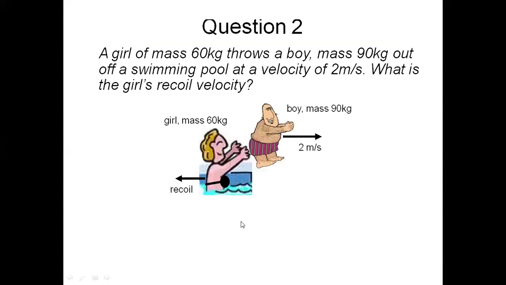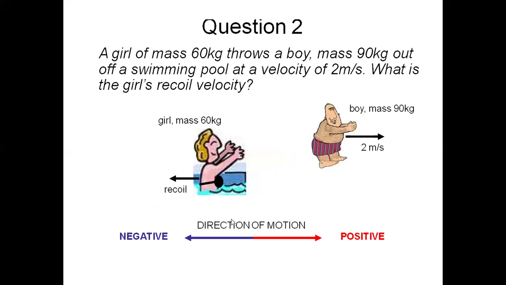Now, a girl of mass 60 kg throws a boy of mass 90 kg out of the swimming pool at a velocity of 2 meter per second. What is the girl's recoil velocity? Of course, when they move, the girl's force on the boy will be action, and the boy's force on the girl will be reaction. So if the boy moves forward, the girl will be moving in the backward direction. So this will be the case after the collision.